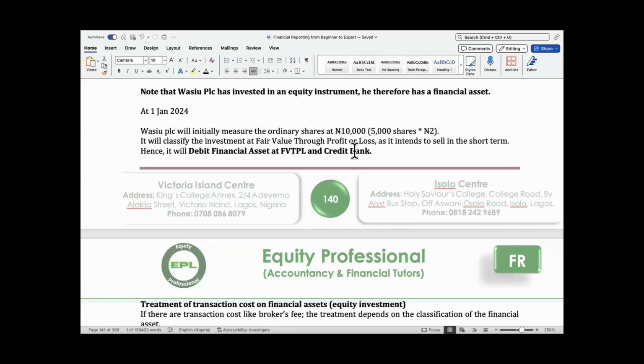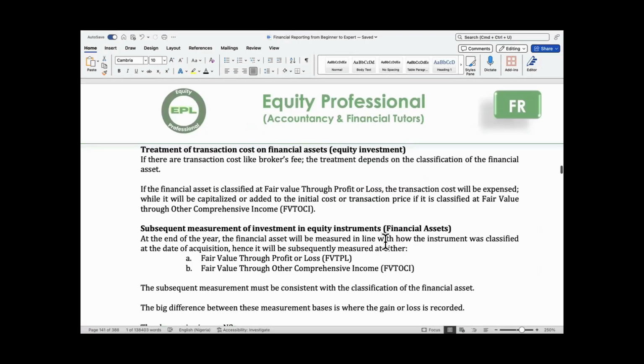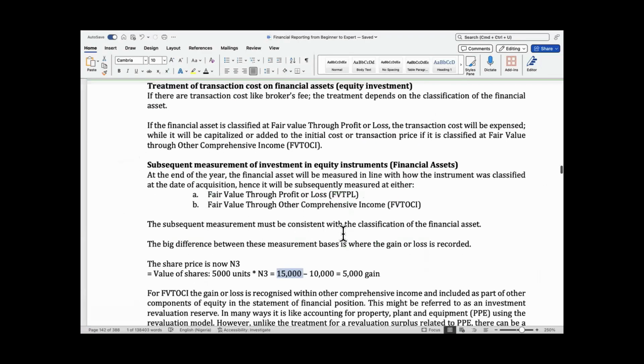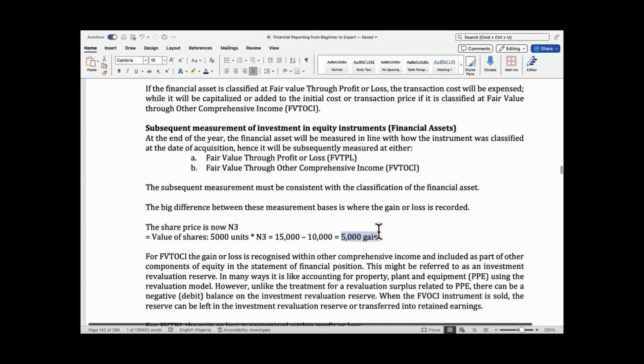Okay. No, Jacinta said to reduce. No, it's to increase it though. It's a gain. So you debit the financial assets to increase it from 10,000 to 15,000. So you simply debit your financial asset and credit P&L. The same thing for this one too. If it is fair value through OCI, you are going to credit your OCI and debit your financial assets.